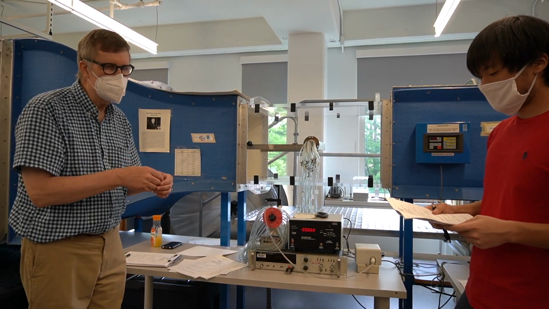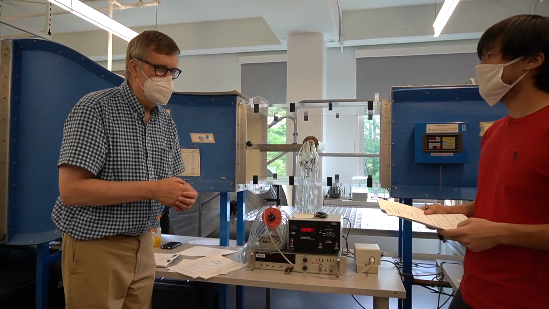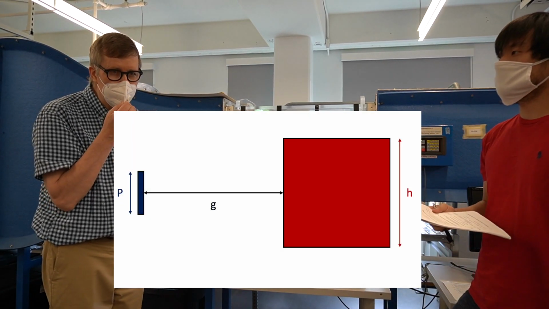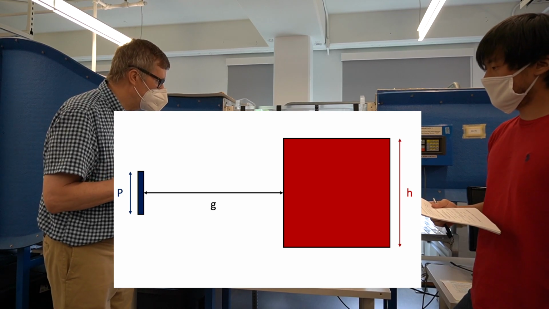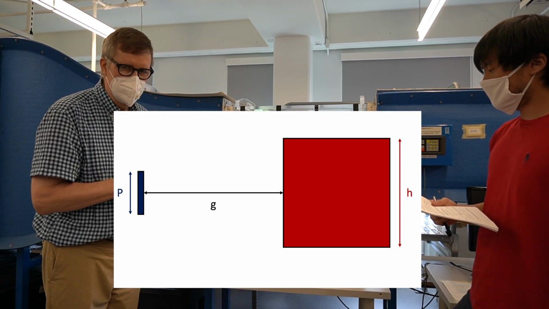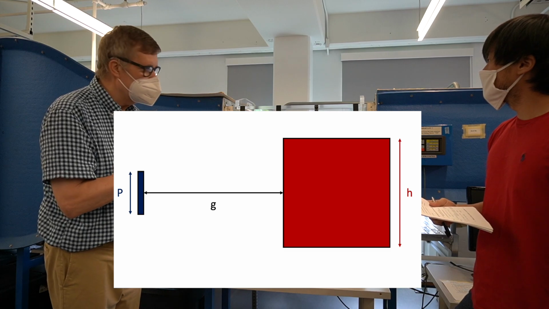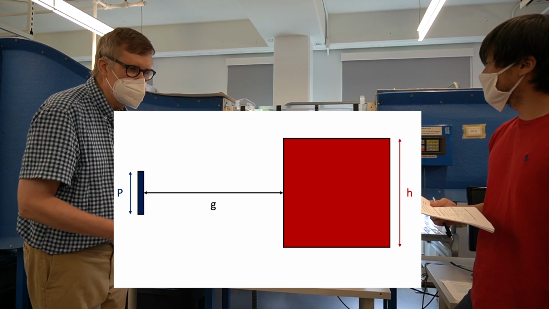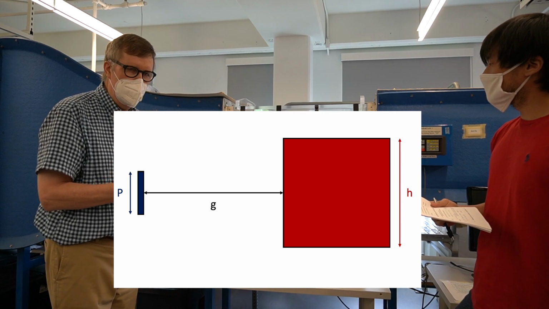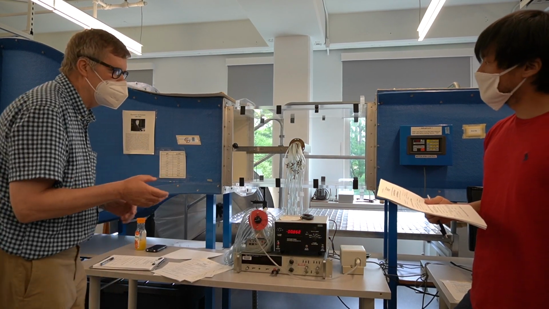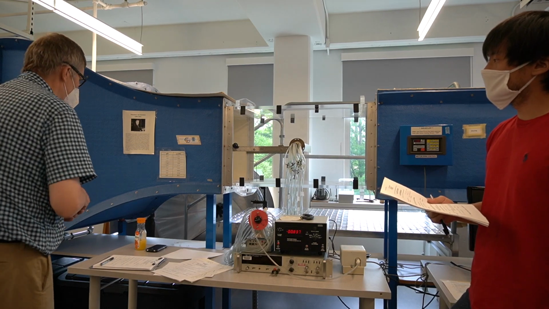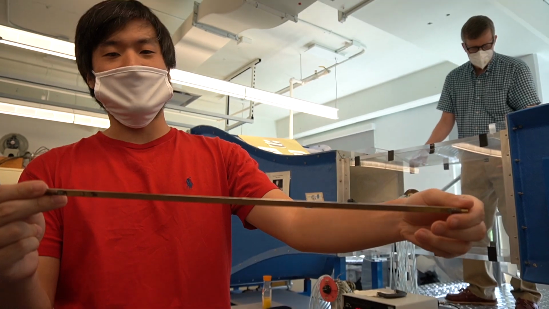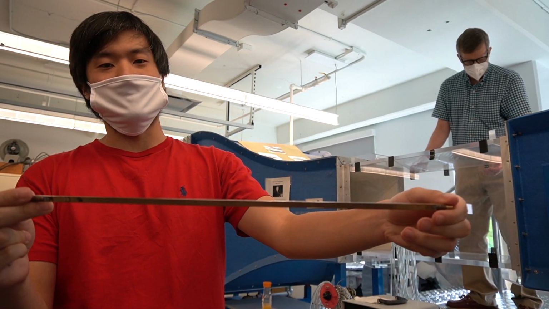Now, the distance between the plate and the cylinder is called G for gap. The width of the plate is called P, and the width of the cylinder is 2 inches, called H. So we're going to vary G over H and P over H. These are non-dimensional gaps and widths relative to the cylinder. I'm going to go the other side. So this is the first plate that we're going to use. Its height is 13% that of the square cylinder.